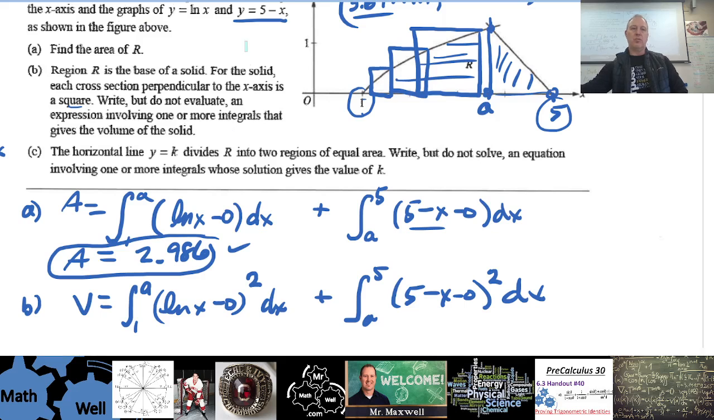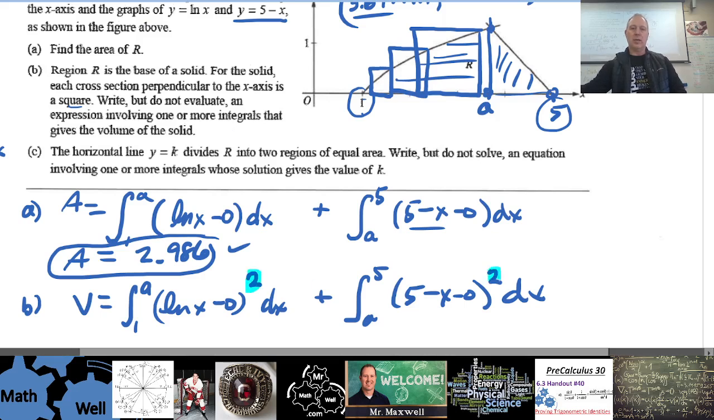The only difference between A and B is this squared, right? Multiplying the side length here by itself, so we're squaring it. You do not have to solve it. And again, you have to read the question carefully. If it says write an integral but do not solve, just stop at the integral.